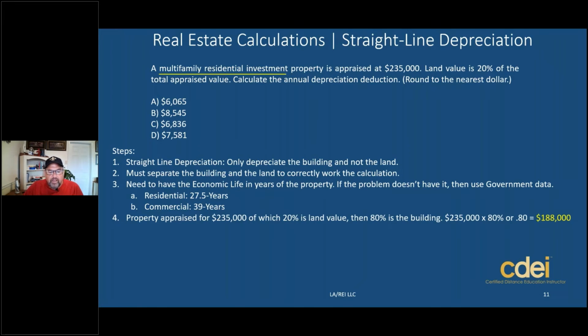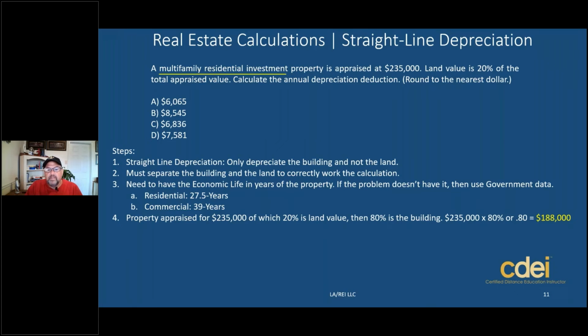Now, for the calculation itself, I've got to separate the building and the land. I've got to pull them apart. Well, if the total investment is $235,000 and my land value is 20% of that, that means my building is worth 80%. So all I'm going to take is 235, which is the total, times 80%, that's the building percent worth, and I get 188,000. So my building is worth 188,000.